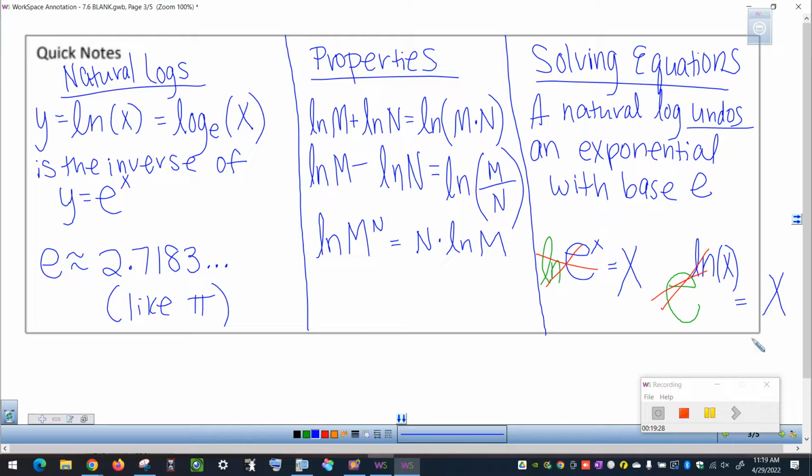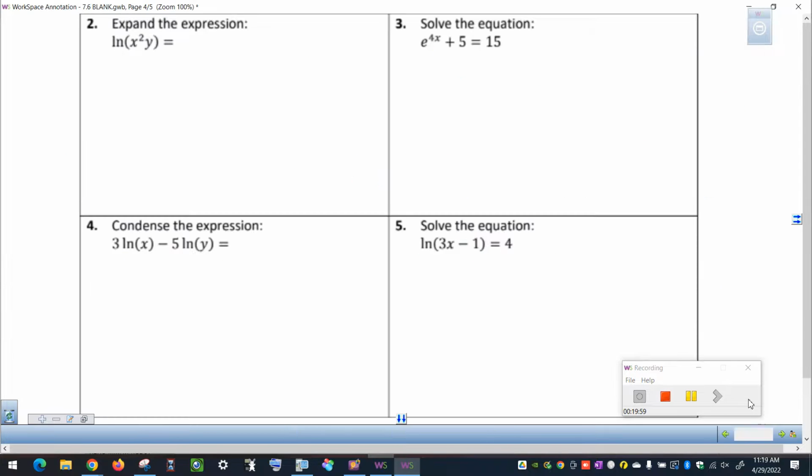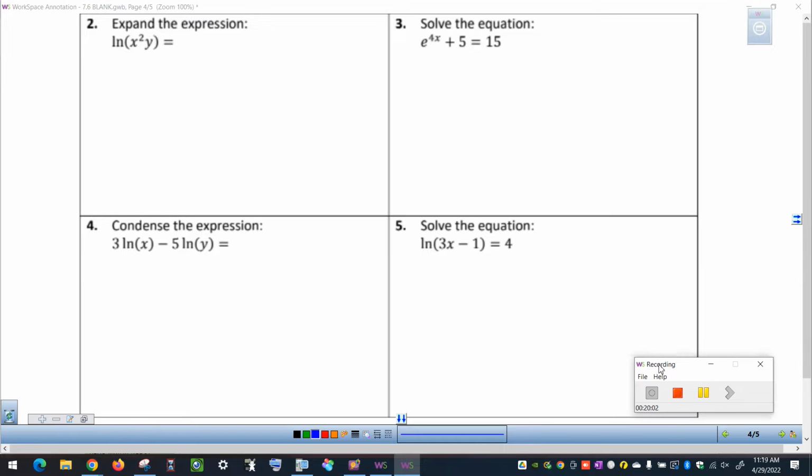All right, now we're going to apply some of what we've talked about here with our properties and solving equations. We're going to finish up by looking at a few specific problems. We're going to begin with our properties, doing some condensing and expanding. This first one is wanting us to expand. Notice how we're using ln instead of log. When we're expanding, we always want to look at what's happening first on the inside. Are they being multiplied or divided? In this case, because they're being multiplied, we can split this apart with addition.